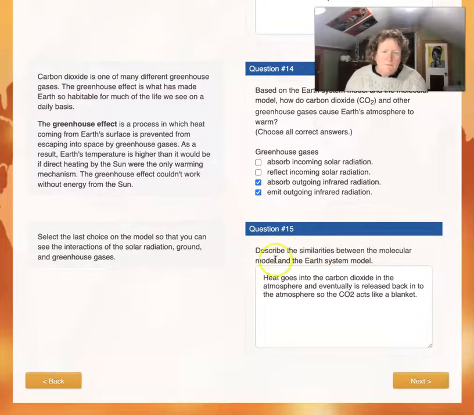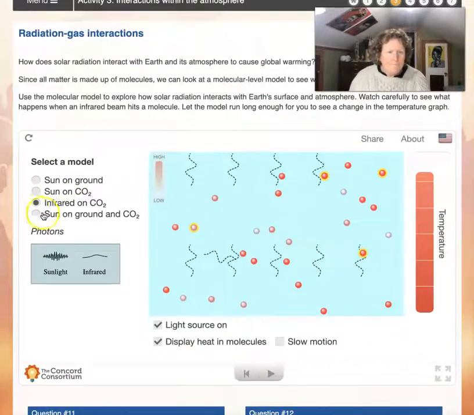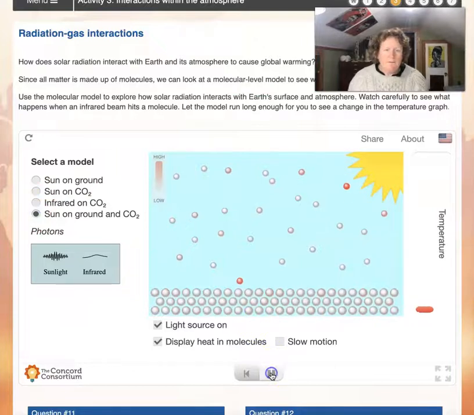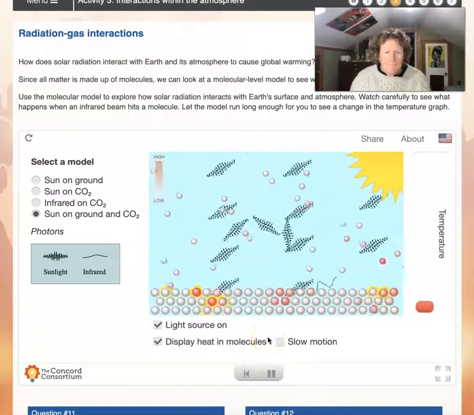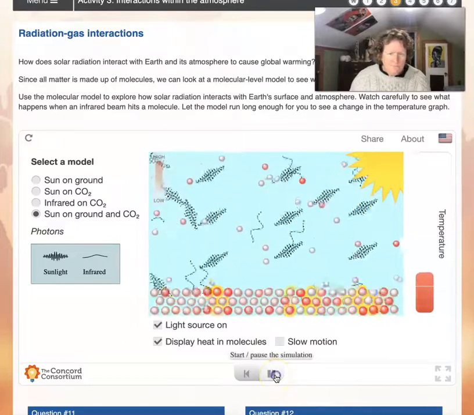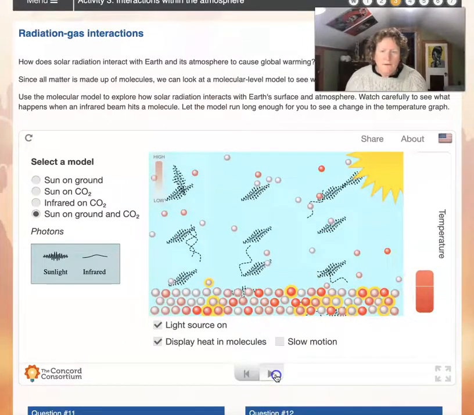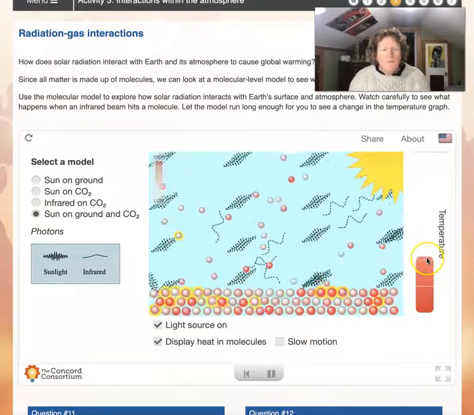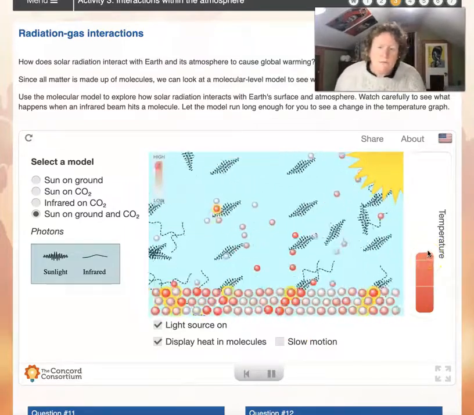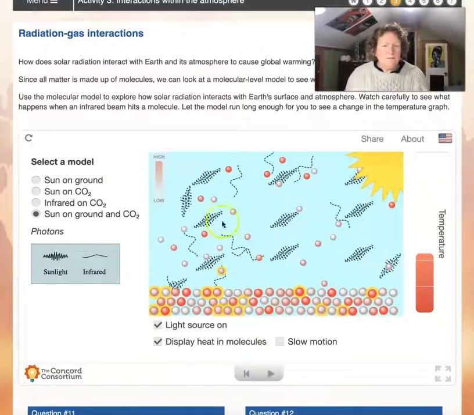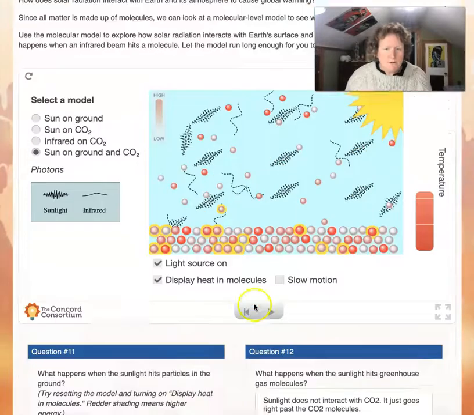Describe the similarities between the molecular model and the Earth systems model. Well, let's look at the last model here. We can still see the Earth heating up here. If we let this run for a while, we know the Earth's temperature increases, and we can see that here. What's different in this model is we can actually see at the molecular level what's going on. We can see these particles vibrating more quickly, and we can see them let go of their heat energy as infrared radiation.